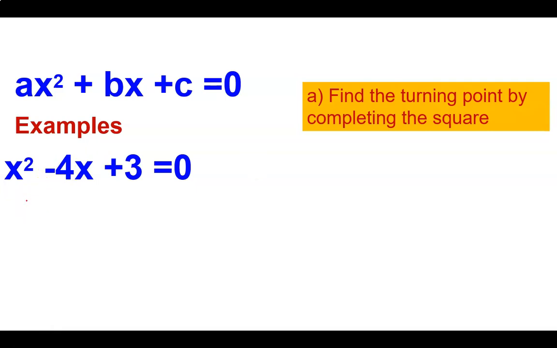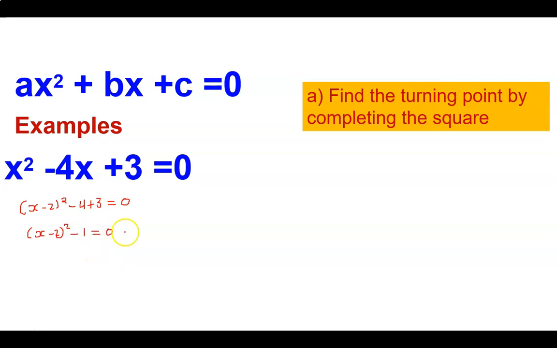Okay, so let's write this as a completed square. That gives us x minus 2 squared. This will generate plus 4, so we need to take away 4, and we need to keep our 3. So we need to correct by 4. That gives you x minus 2 squared minus 1 equal to 0.